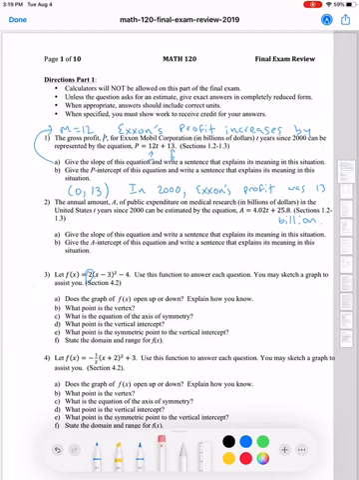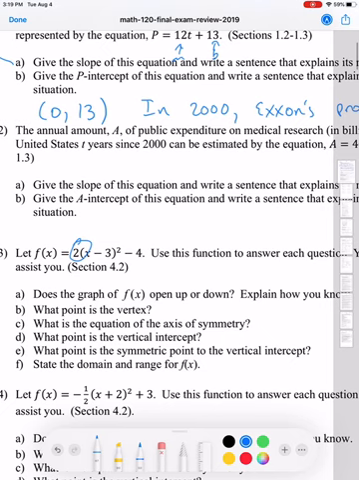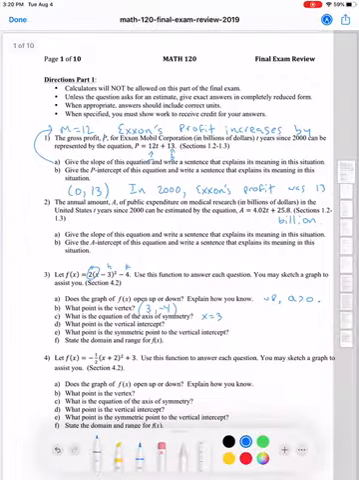Let me do number 3. It says, does the graph open up or down? Like we said, it opens up because the a is positive. The 2 is positive. What is the vertex? The vertex is (3, -4), the h and the k. Notice the h, the 3, is always the opposite sign. The axis of symmetry is always the x value of your vertex. The vertical intercept, that means the y-intercept.